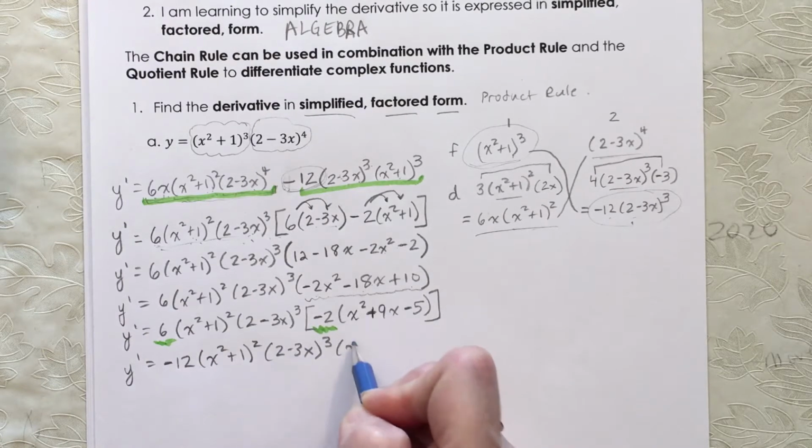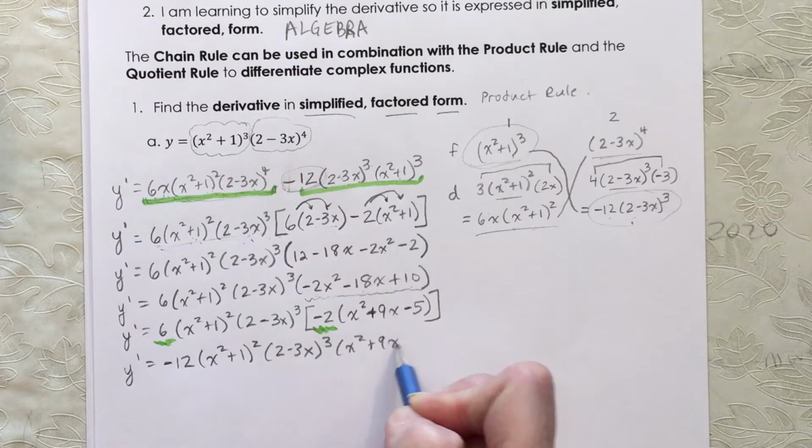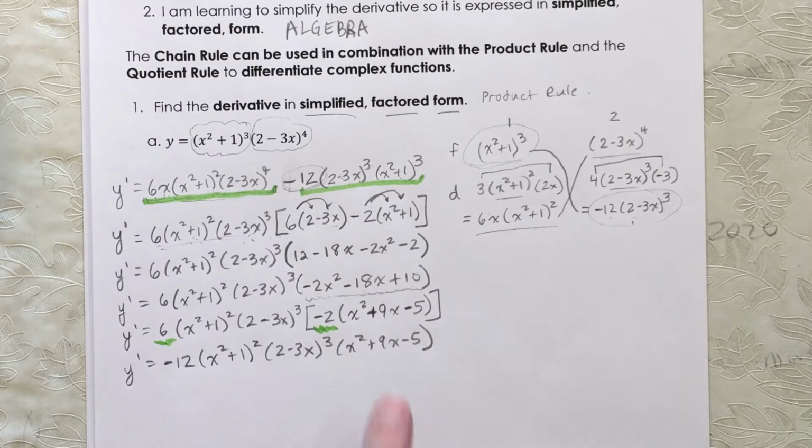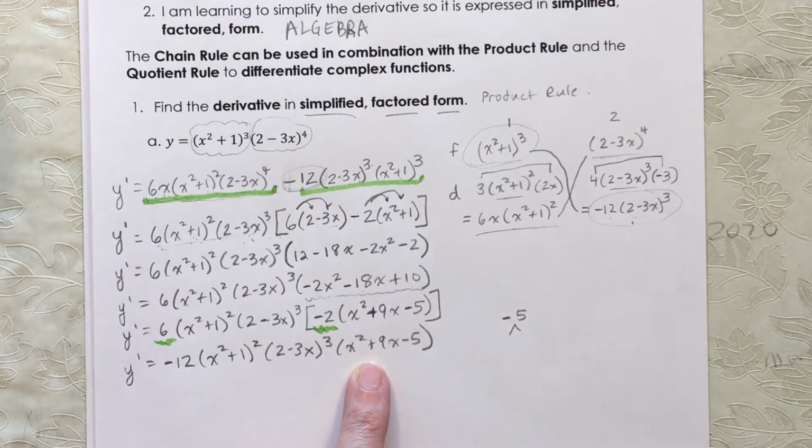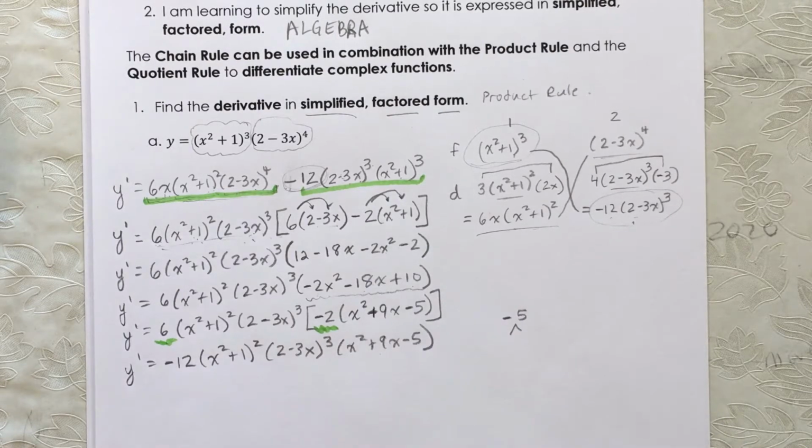And then times x squared plus 9x minus 5. And then you would also check to see if that trinomial could be factored. That'd be your very last step, but in this case there aren't two numbers that multiply to negative 5 and add to positive 9. So this is simplified factored form, as simplified and factored as you can get.